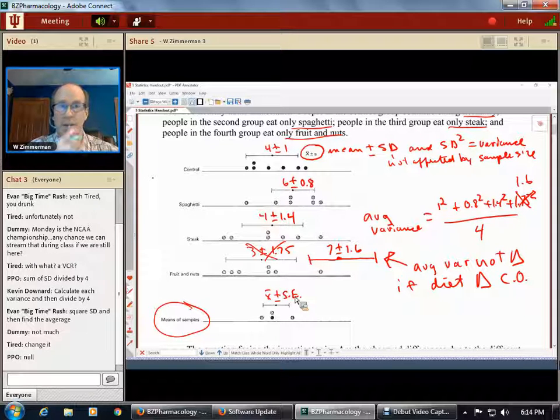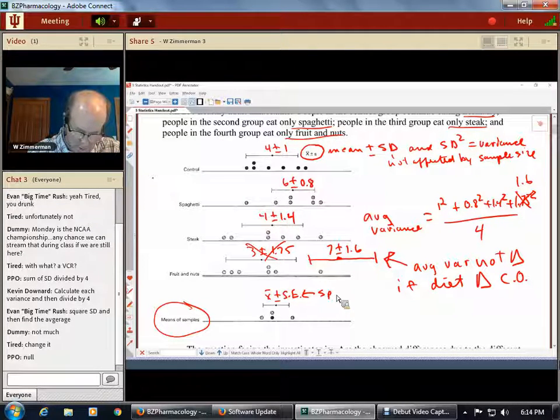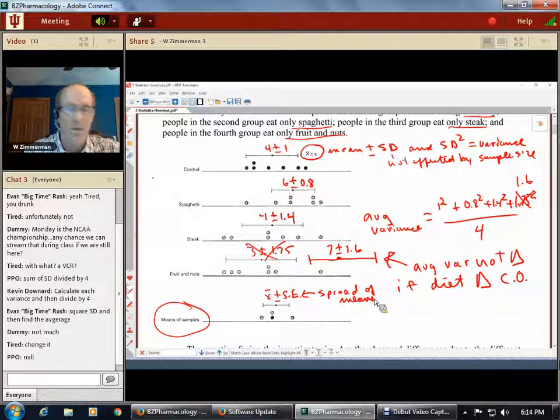You go back to our Martians that I talked about, and I said, yeah, you pull out groups of Martians, and you can calculate a mean for that sample. Or what you've done here is you pulled out 4 groups of Martians and looked at their 4 means. Here we're doing the 4 diets. So this is the standard error. It's the spread of means. Now, that's standard error. Let's bring the fruits and nut guy down here.